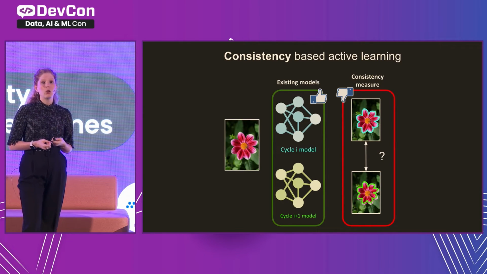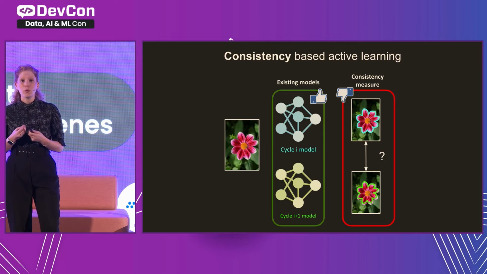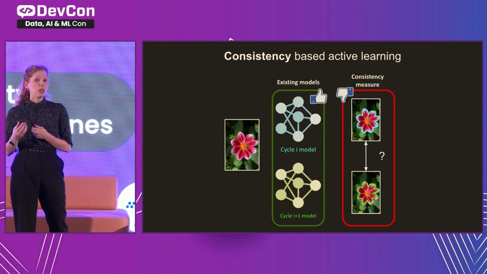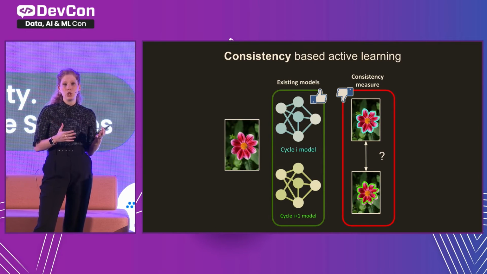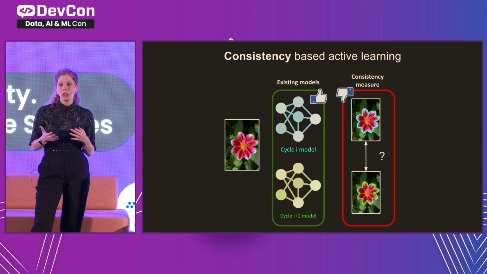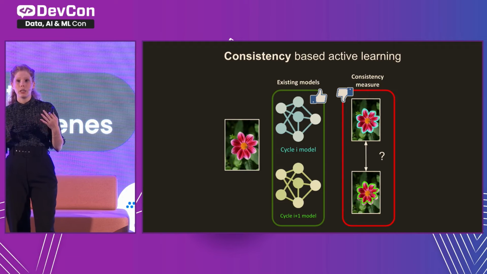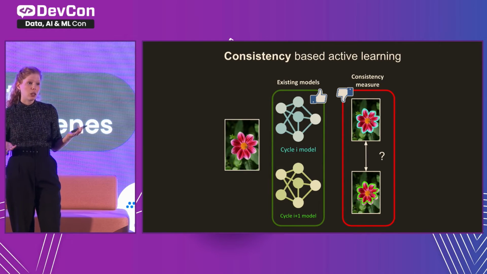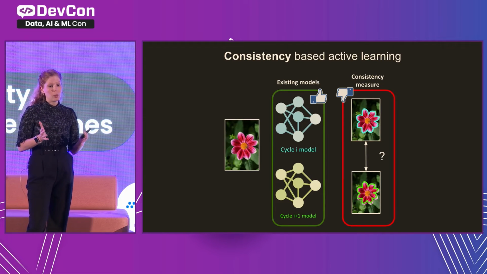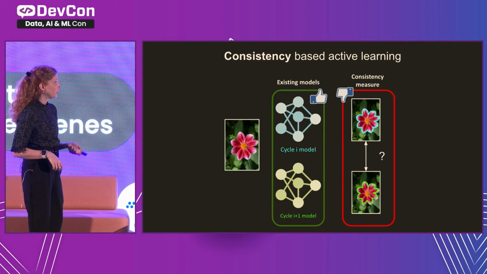We need to define the consistency measure, we need to define this function, and it might be easy for some cases, if we have segmentation, if we have one object, but in some cases it might not be that straightforward to define what the consistency measure is for this task. And I had a bug in this, so it might not be that straightforward.